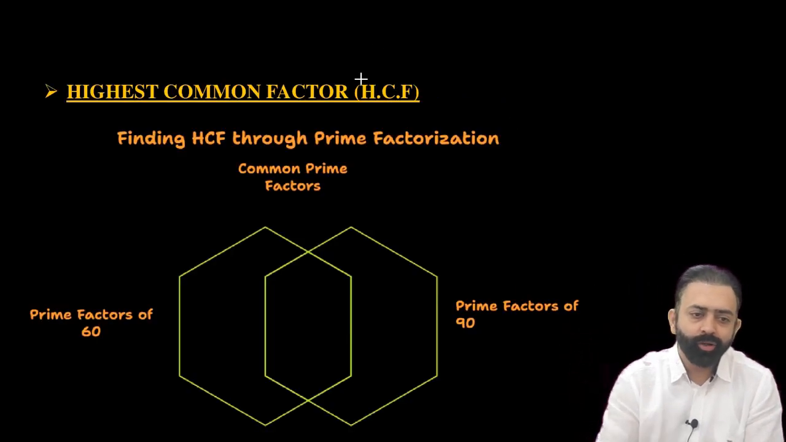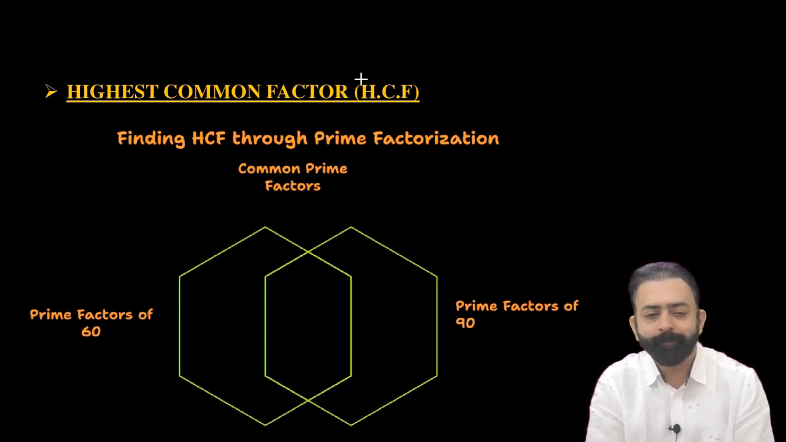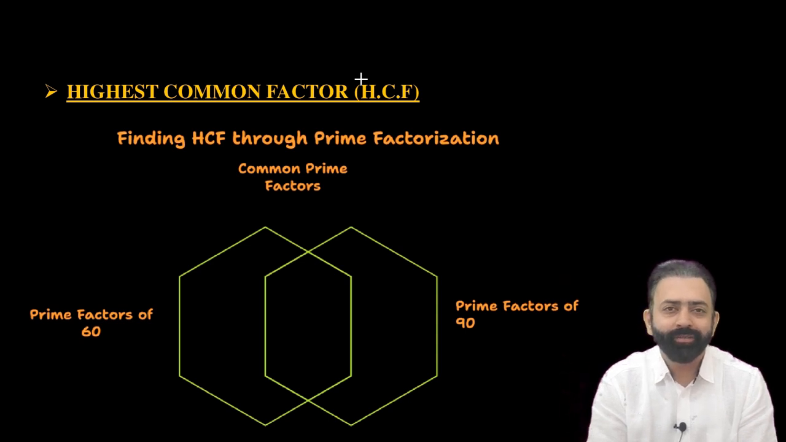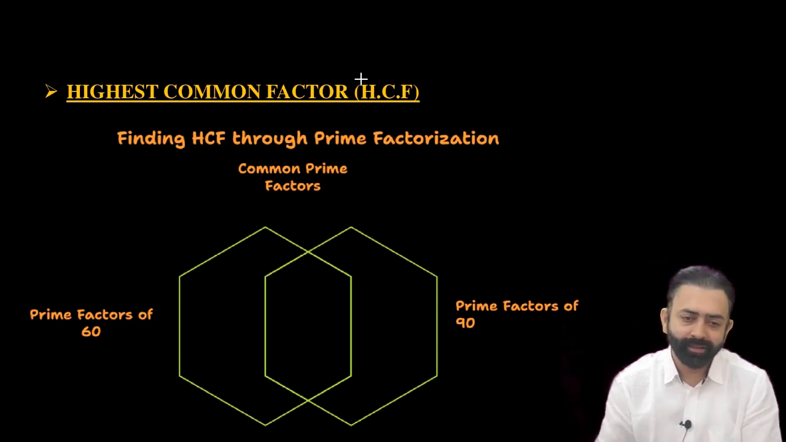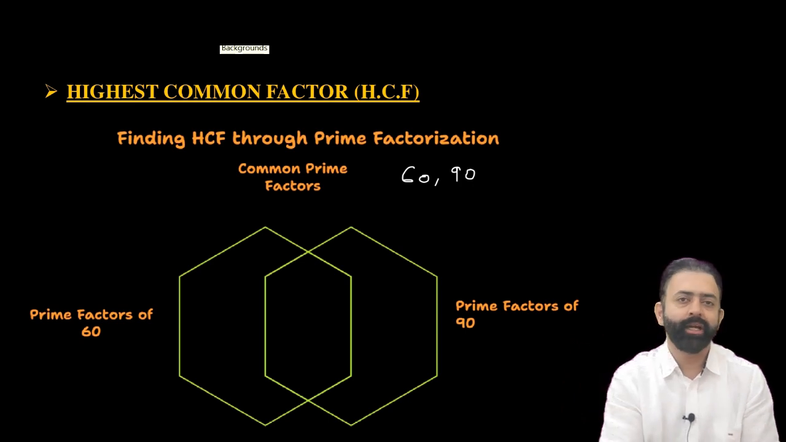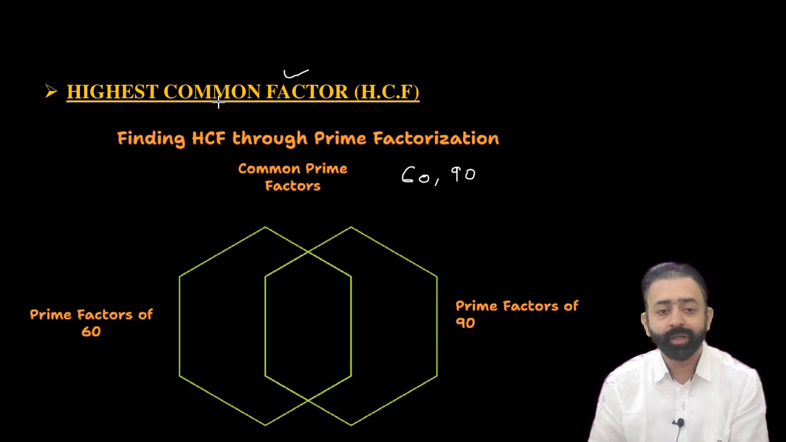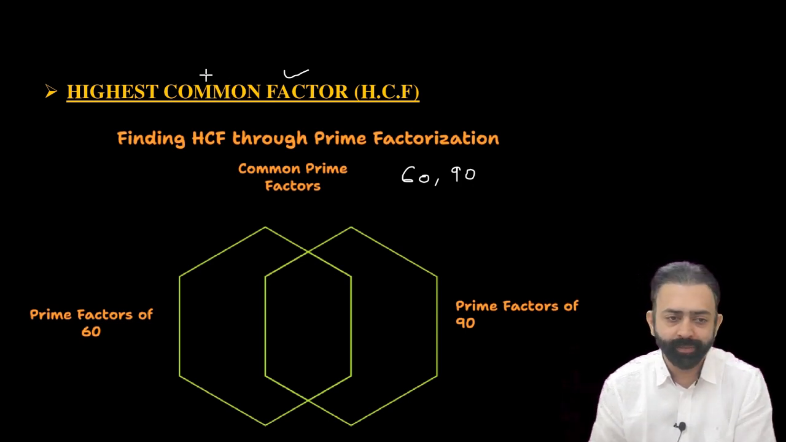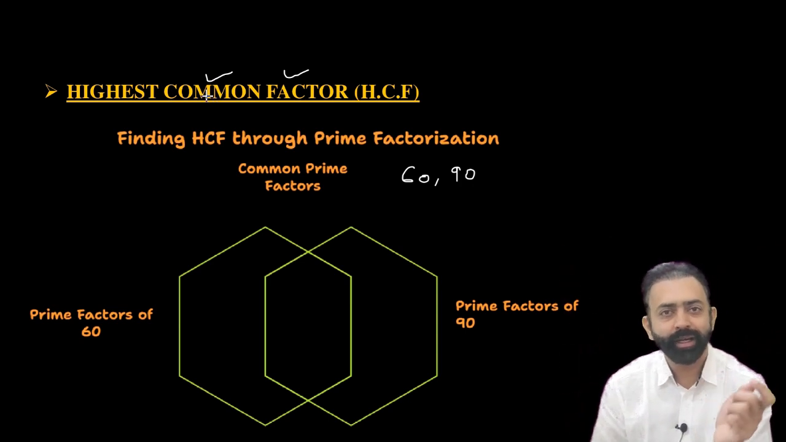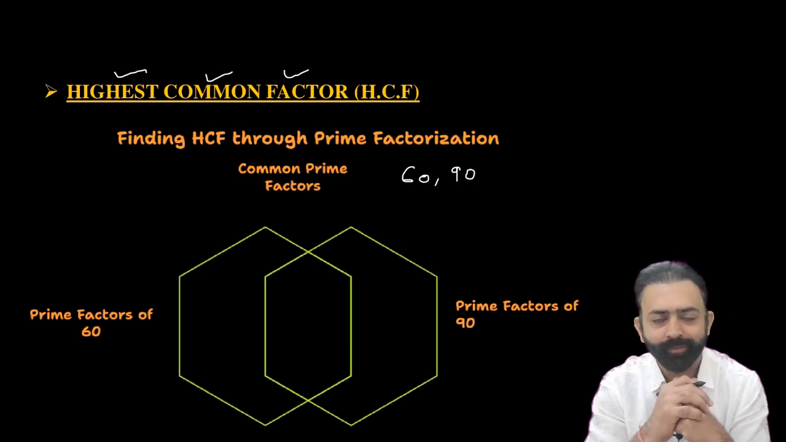All right, so what is HCF or highest common factor? As the name suggests, we have been given two numbers, let us say 60 and 90. We need to find out the factor of both 60 and 90. That is the meaning of this factor. And that factor must be common to both 60 and 90. That's the meaning of common. And also that common factor must be the highest common factor. That is the meaning of highest common factor.